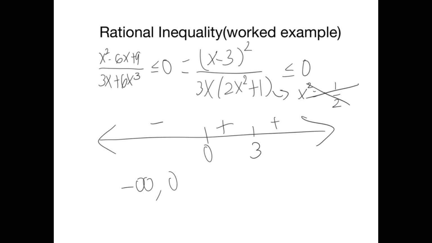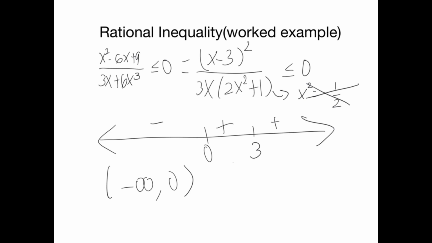We're going to use an open bracket at negative infinity because we can never reach infinity, obviously. And then for 0, because 0 is on the bottom, that means there is a vertical asymptote there, and that's a discontinuity. So we also have to use an open bracket because we are actually not continuous at x equals 0 on this function.